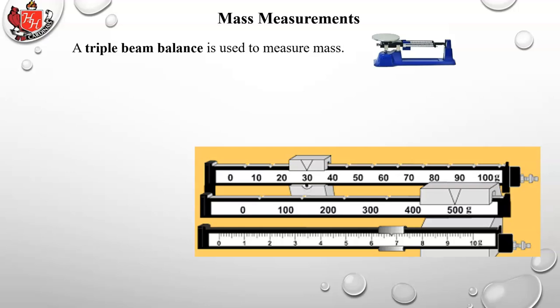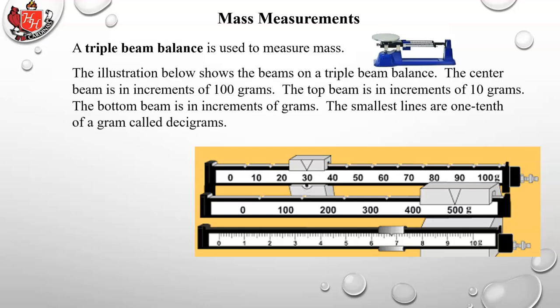A triple beam balance is used to measure mass. The illustration below shows the beams on a triple beam balance. The center beam is in increments of 100 grams. It's put in the center so the balance won't tip over with the heaviest one. The top beam is in increments of 10 grams, and the bottom beam is in increments of grams. Now, you have 0 through 10 grams on the bottom beam, plus you have increments of 1/10 of a gram. Those are the smallest lines that you see.